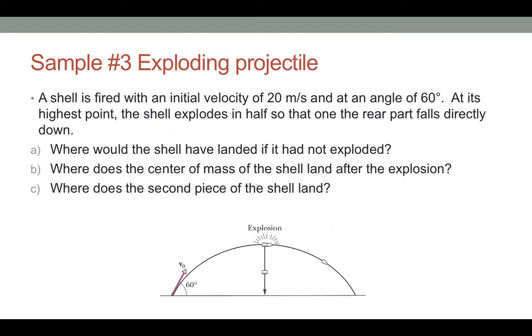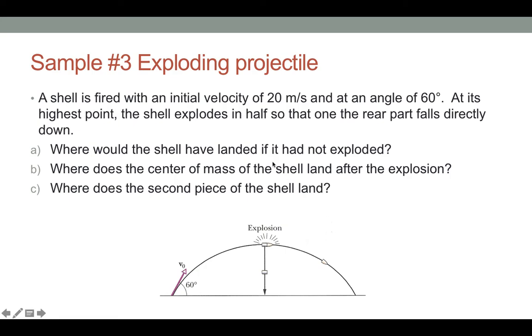In the last case, we're going to have a shell that's fired up at a 60-degree angle with a speed of 20 meters per second in this arc. However, at the top of its trajectory right here, the shell will explode. Part of the shell will basically fall straight down. The other part of the shell will continue moving forward.